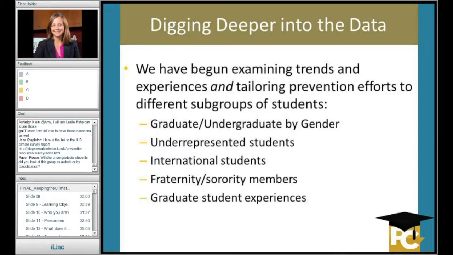Somebody asked, within undergraduate students, did you look at this group as a whole or by classification? We looked at undergraduate students by gender, and looked at men and women, which is, I think we'd asked gender, not sex, in our survey. So we looked at it that way, and then we dove into specific groups.